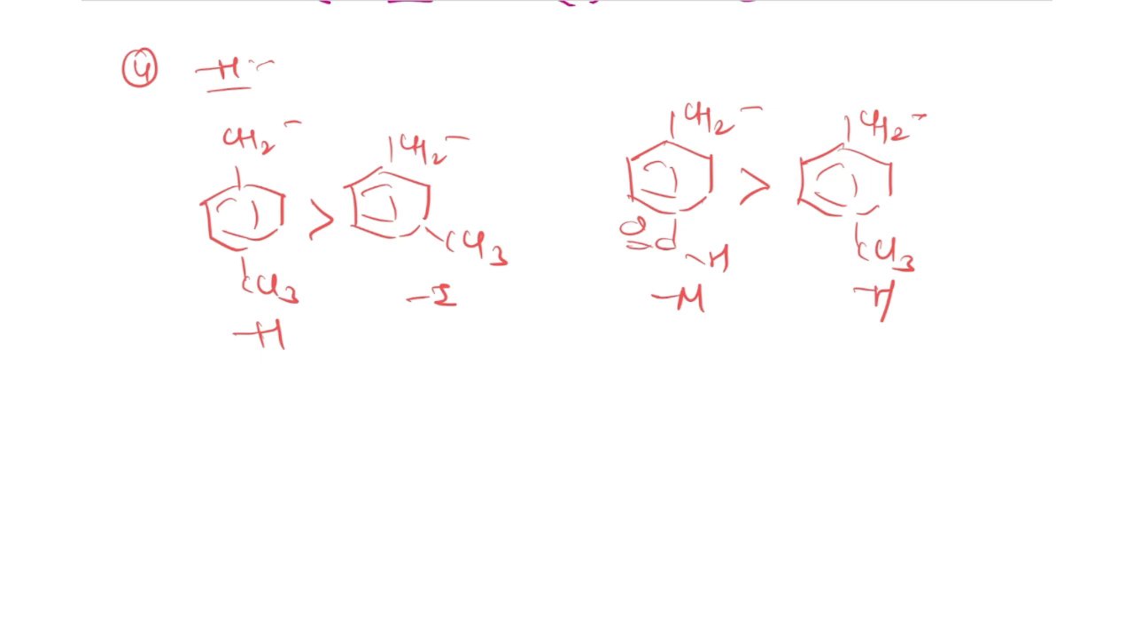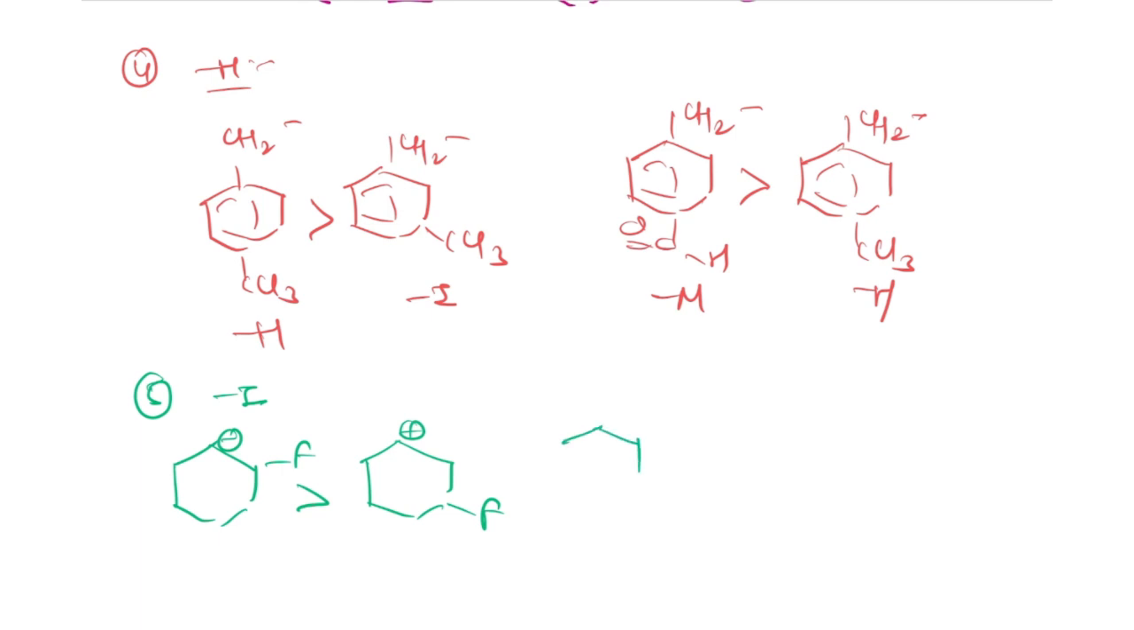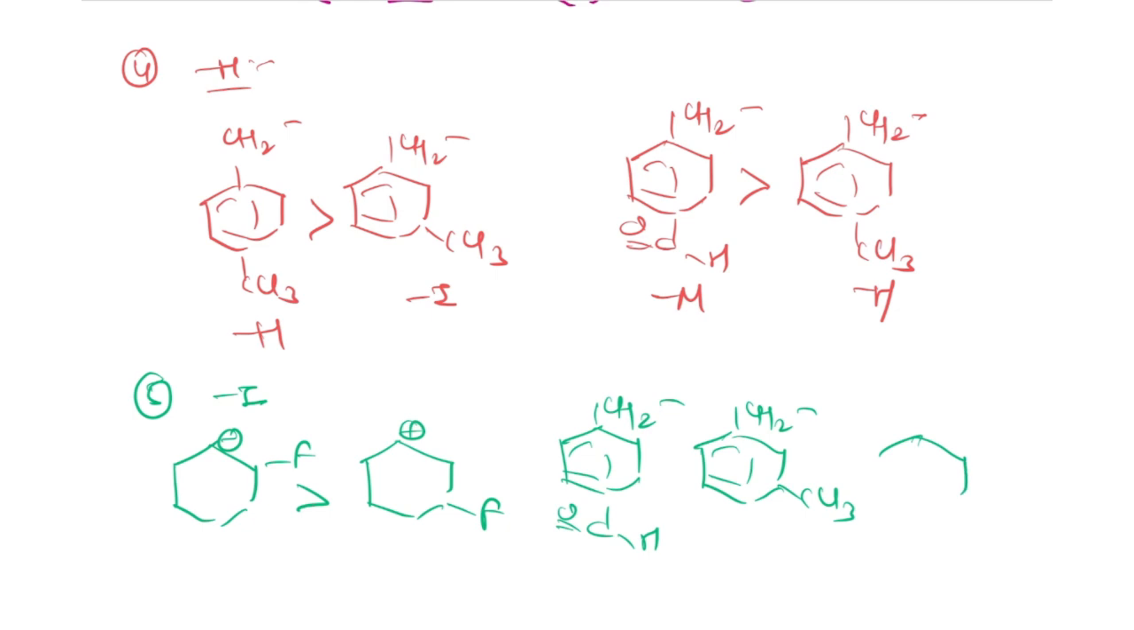Next we have minus I effect. Minus I effect we have negative charge, then fluorine, and fluorine is attached further, so this is more. Then we have CH2 negative, CCl3, then we have CH2 negative, CF3. So 1, 2, then 3. Because this is minus M, this is minus I, and this is also minus I. But minus I of CF3 is more as compared to CCl3.